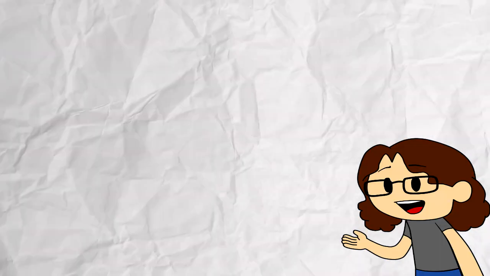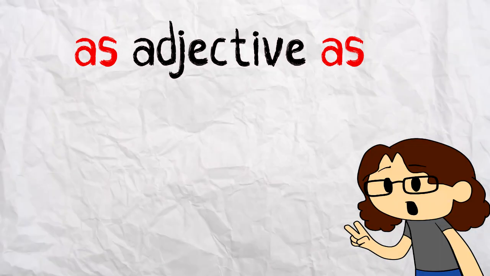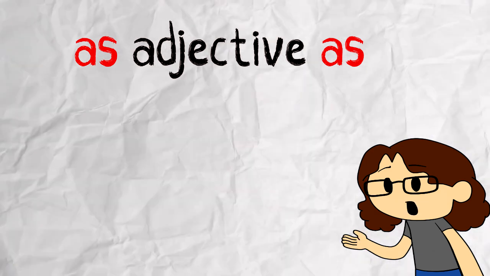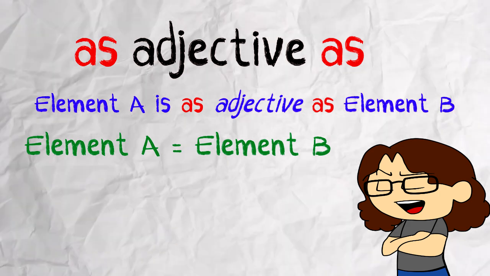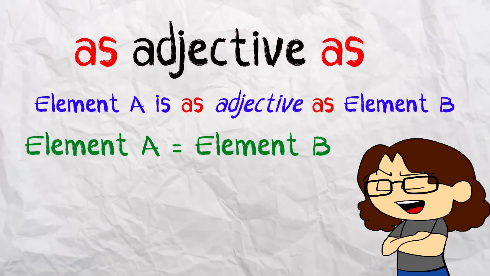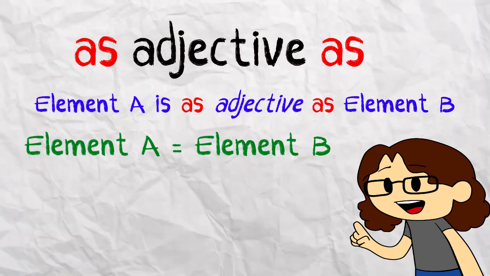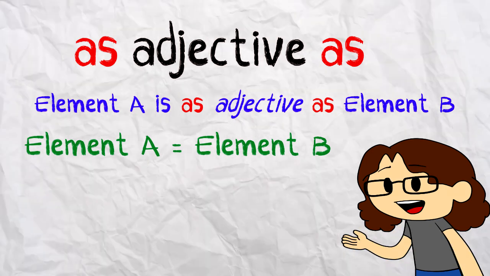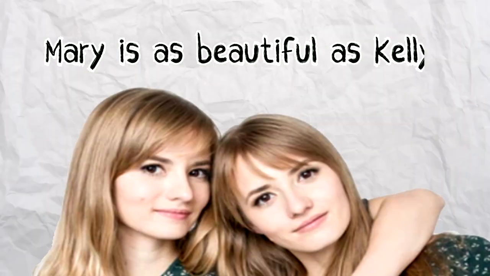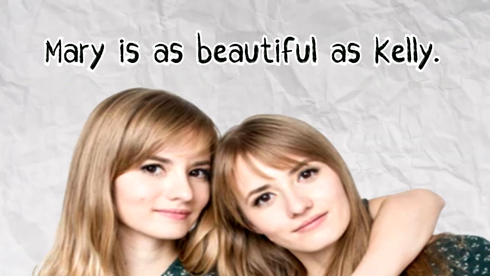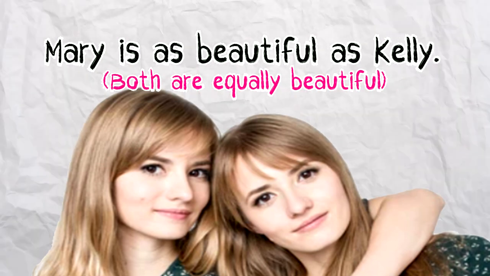Finally, you can use the adjective between 2 words as to indicate that both the first and the second element are equal in terms of their characteristics, so there is no difference between them. It means that none of them stands out against the other. For example, Mary is as beautiful as Kelly. It means that both are equally beautiful.